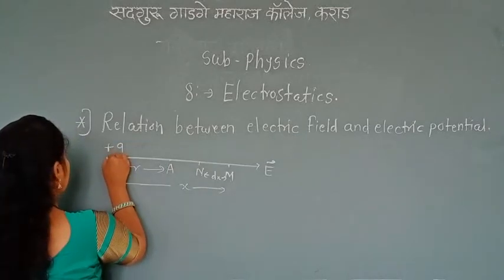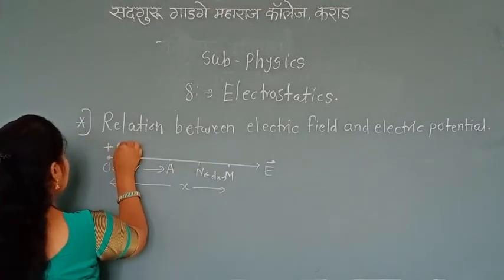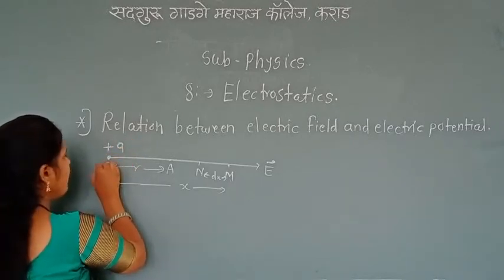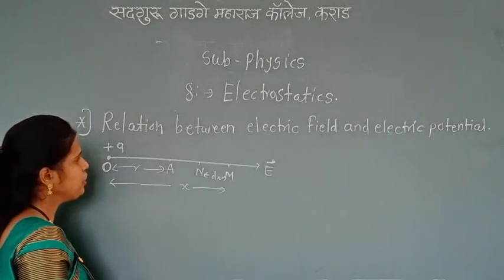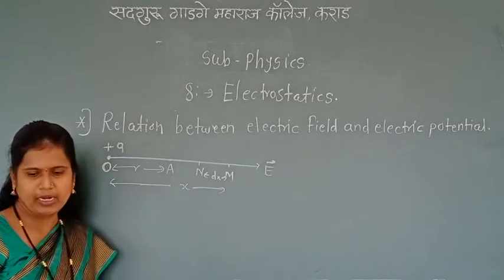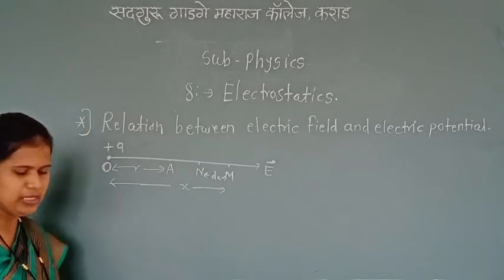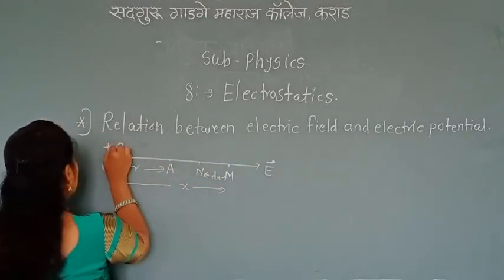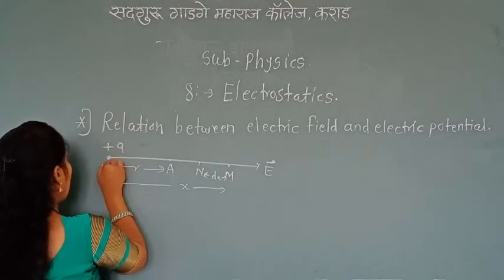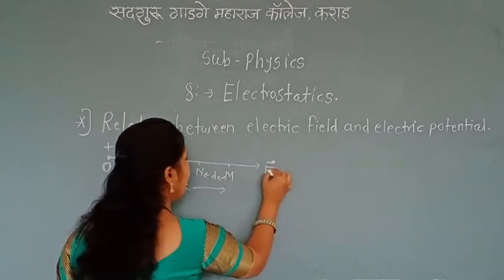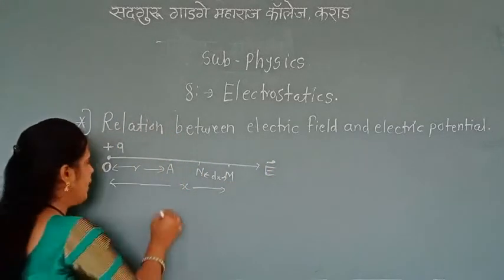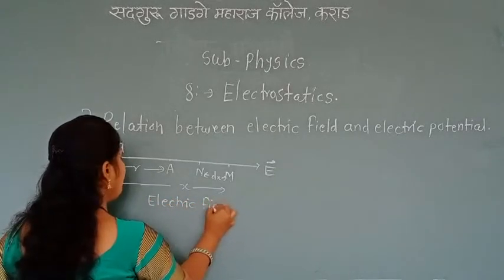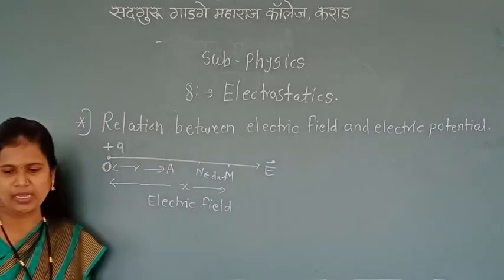Now see here is a plus Q charge. The charge Q is placed at point O. Consider this point charge Q produces the electric field. This point charge Q placed at point O produces the electric field E.